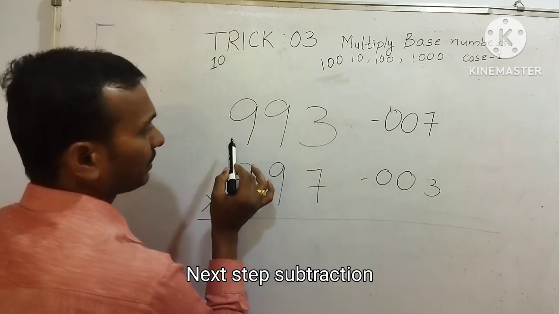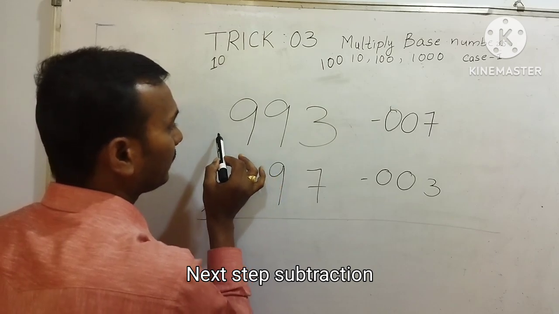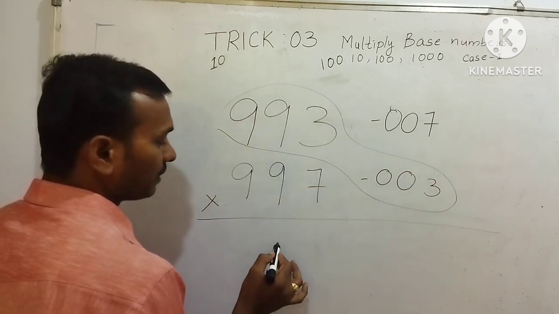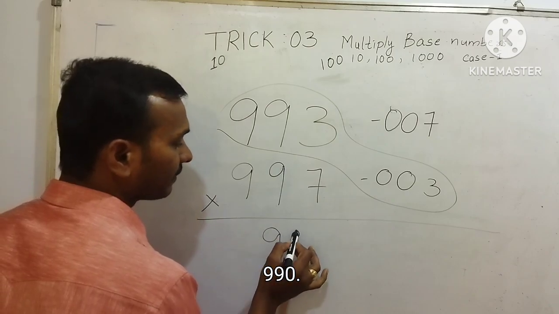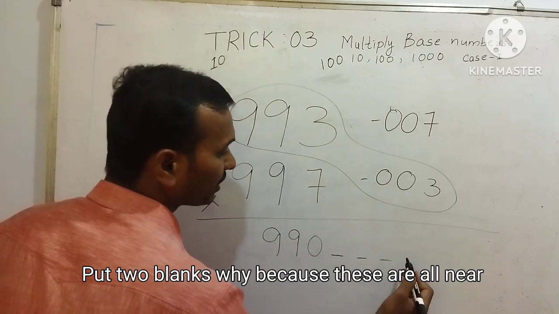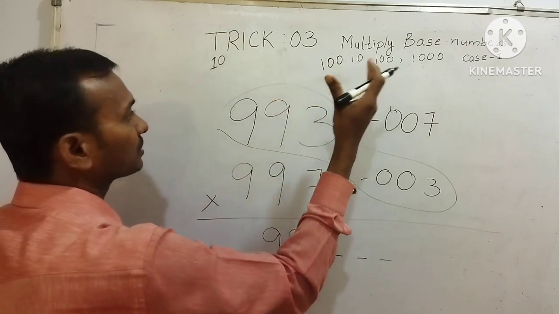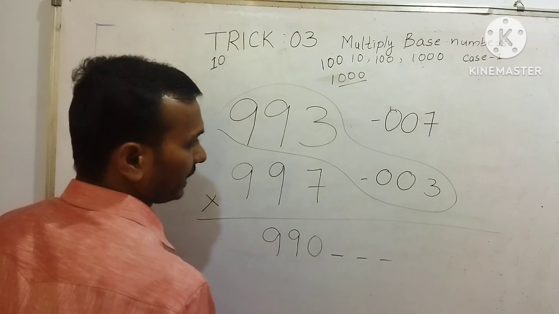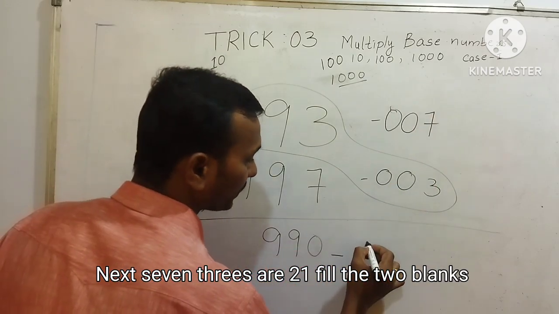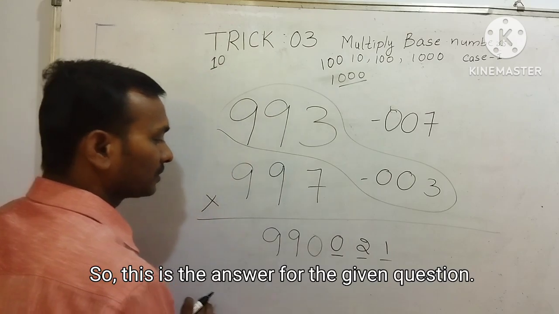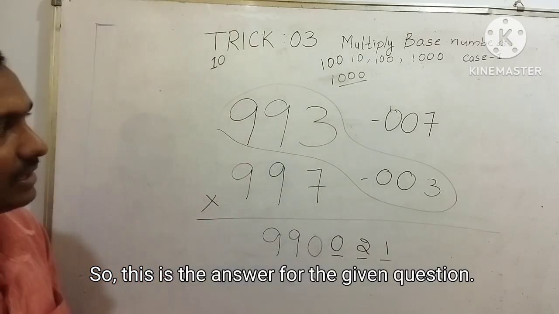Next step, subtraction. 993 minus 3 will give you 990. Put three blanks. Why? Because these are all near the base 1000. Next, 7 threes are 21. Fill that in two blanks, keep one more 0. So this is the answer for the given question.